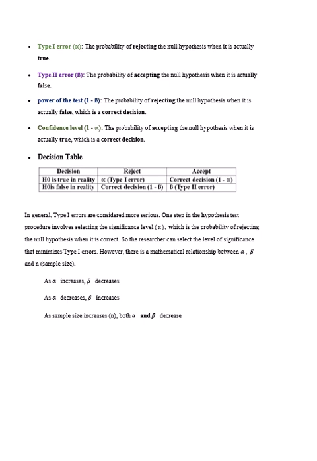One step in the hypothesis test procedure involves selecting the significance level, alpha, which is the probability of rejecting the null hypothesis when it is correct. So the researcher can select the level of significance that minimizes type 1 errors. However, there is a mathematical relationship between alpha, beta, and n, sample size. As alpha increases, beta decreases. As alpha decreases, beta increases. As sample size, n, increases, both alpha and beta decrease.